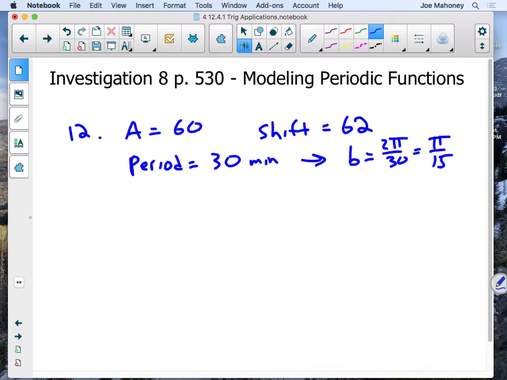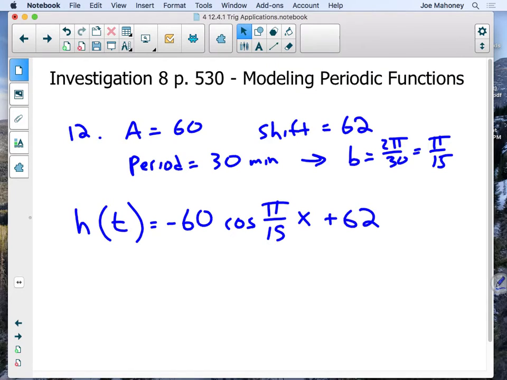So if we want to write this as a cosine function, the height that you are on the Ferris wheel at any given time can be expressed by this function: -60 cos(pi/15 x) + 62. And sure enough, if you plug in 15 minutes into that, you're going to get 122 as your answer, which is the maximum height. So kind of neat how we can take a situation and model a graph of that.